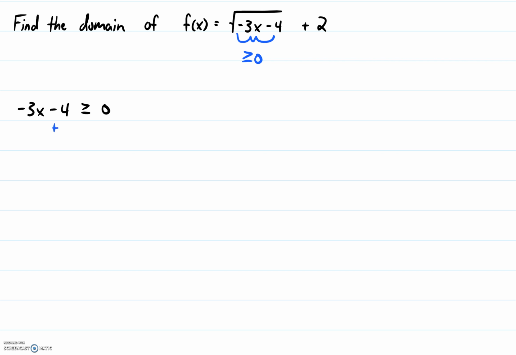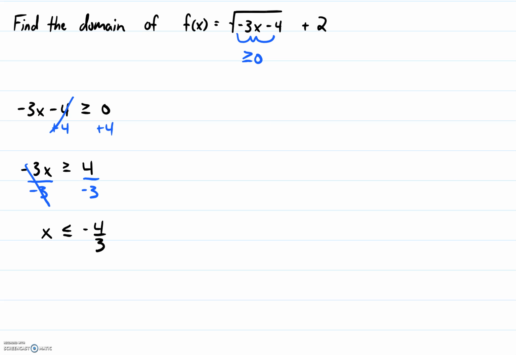So to do that, the first step is to add 4 to both sides. And so that's going to leave us with negative 3x on the left-hand side, bigger than or equal to 4. And so now we need to divide both sides by negative 3. So here's where you have to remember that special trick: when you're dealing with inequalities, if you divide or multiply both sides by a negative number, then you have to switch the sign of the inequality. So instead of greater than or equal to, it's now x is less than or equal to negative 4 over 3. And so that's our solution in terms of inequalities.